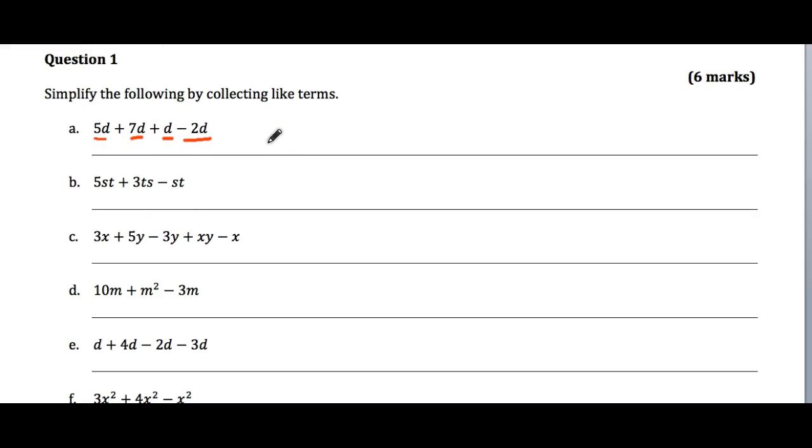If you want to, you can think of them as donuts. So I have 5 donuts plus 7 donuts gives me 12 donuts. Plus another donut gives me 13 donuts. Minus 2 donuts is 11 donuts.